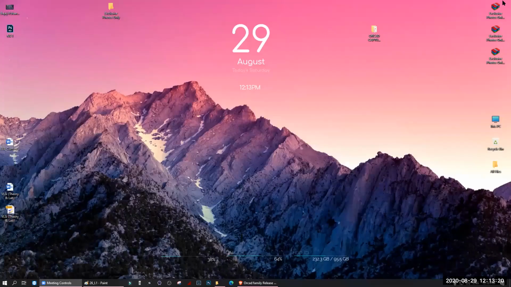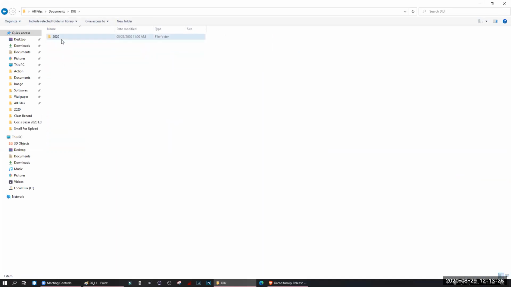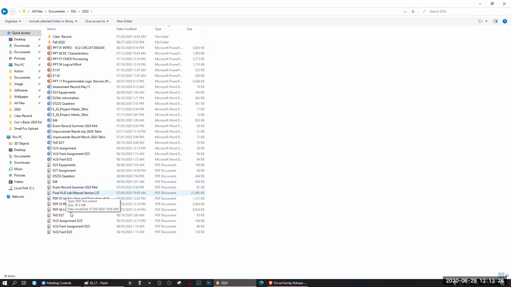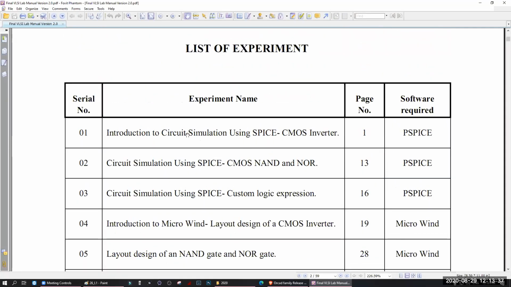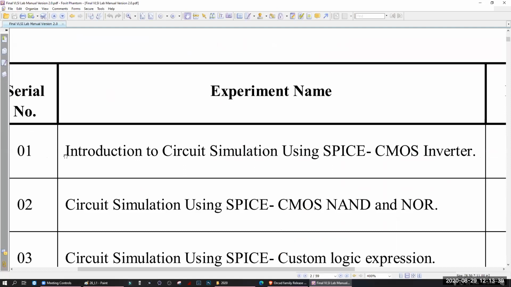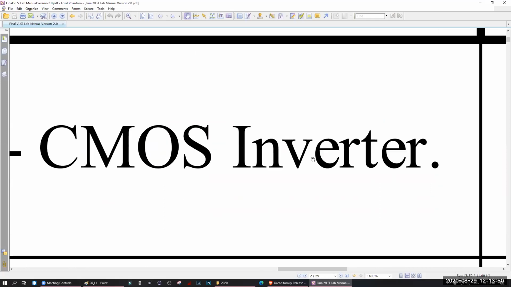Now we have to go to the VLSI Lab. This one. Here you can see in our first lab, the name of the experiment is Introduction to Circuit Simulation using SPICE, CMOS Inverter. So we will be doing a simulation for a CMOS Inverter.